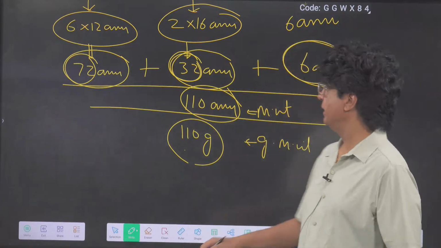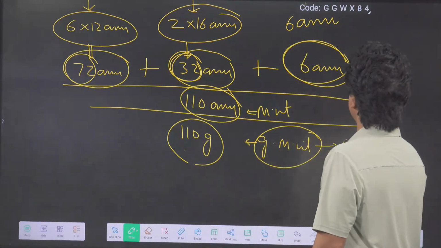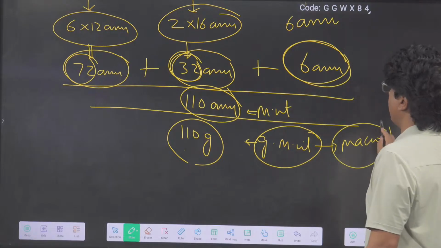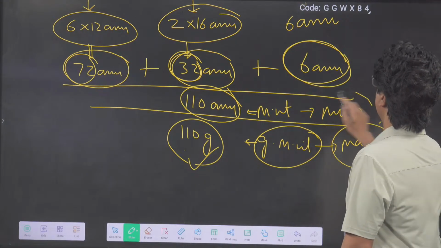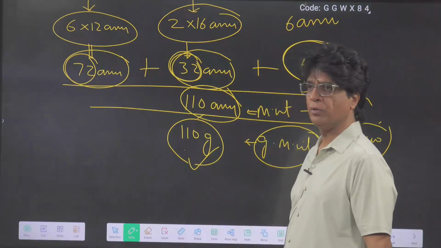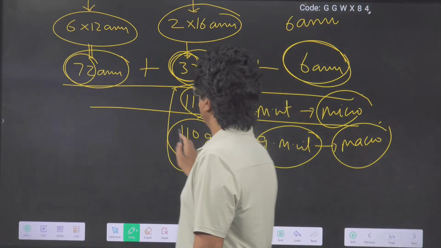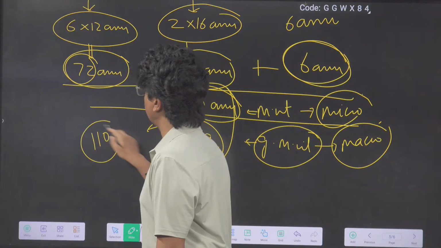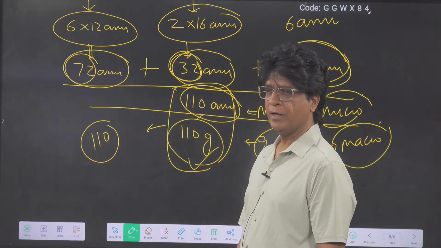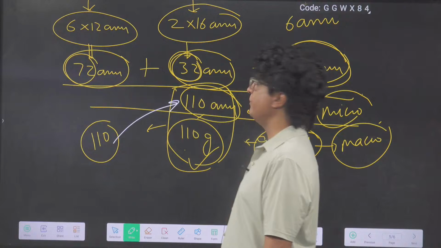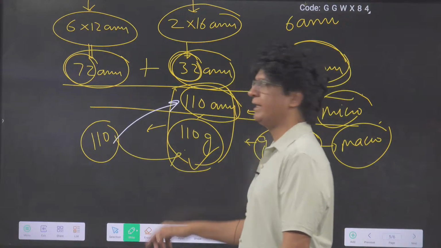If you want to work in the macroscopic world, the answer is 110 gram. For the microscopic world, the answer is what? 110 AMU. And you should be worried about the value called 110. So the molecular weight is basically 110, right or not? In the molecular world, it is 110 AMU. In the macroscopic world, it is 110 gram.